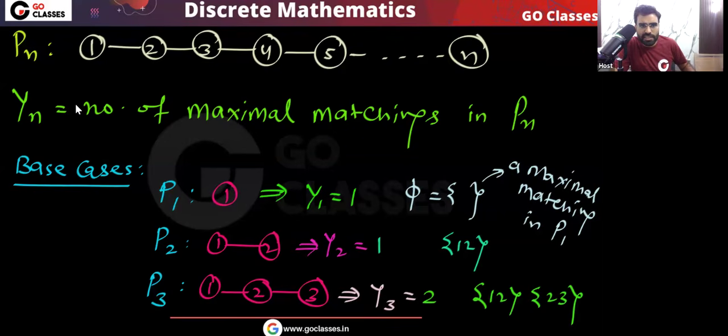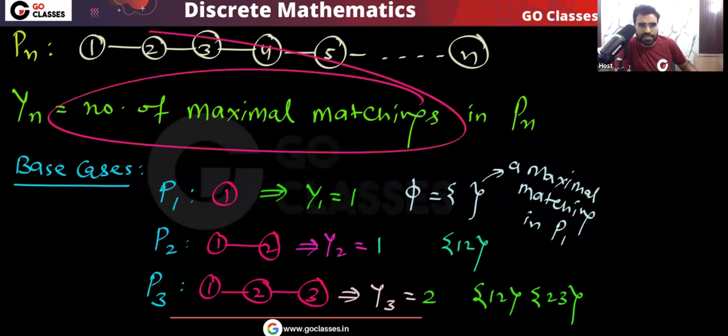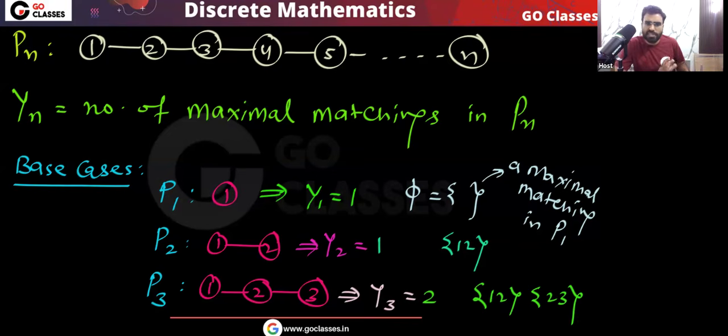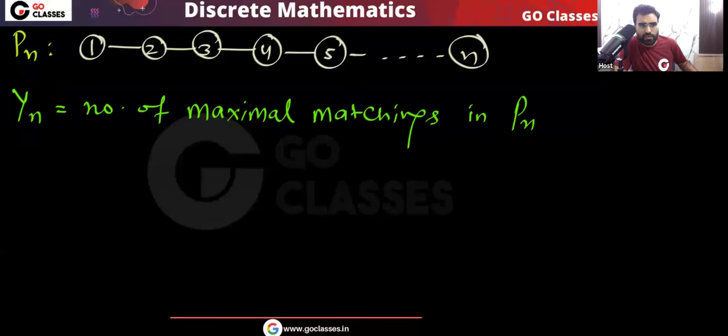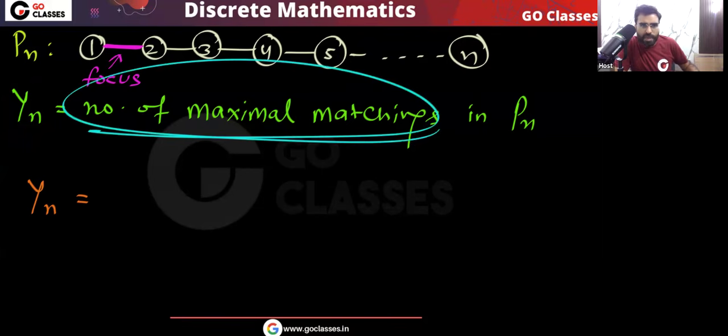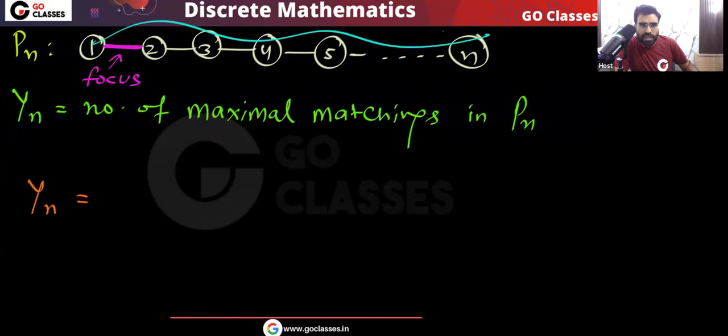Now let's see how to think recursively to find the number of maximal matchings in a path graph on n vertices. Let's write this Yn in terms of smaller path graphs, or I can say let's write this Yn in terms of Yn minus 1, Yn minus 2, Yn minus 3, and so on. Okay, so let's find the recurrence relation for Yn. What will Yn be? Again, you just focus on this edge. We are finding the number of maximal matchings in this path graph on n vertices.